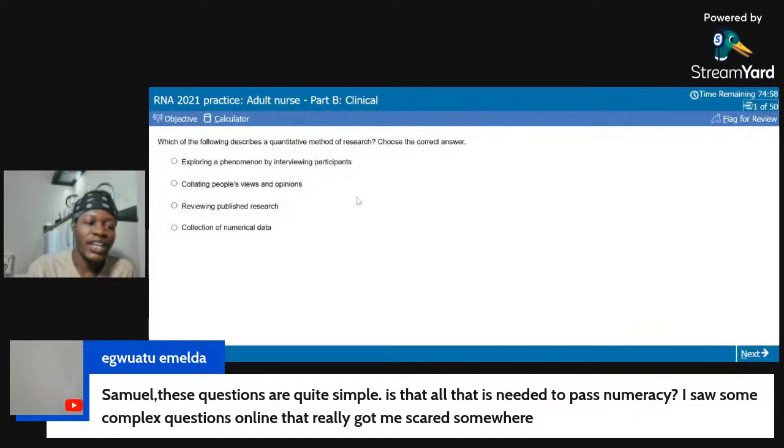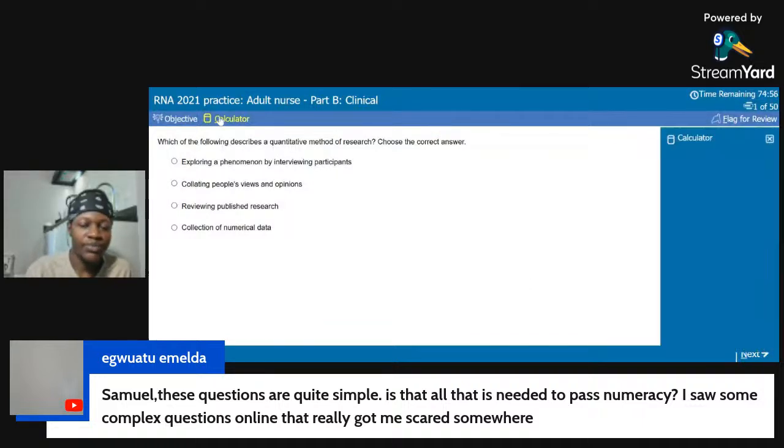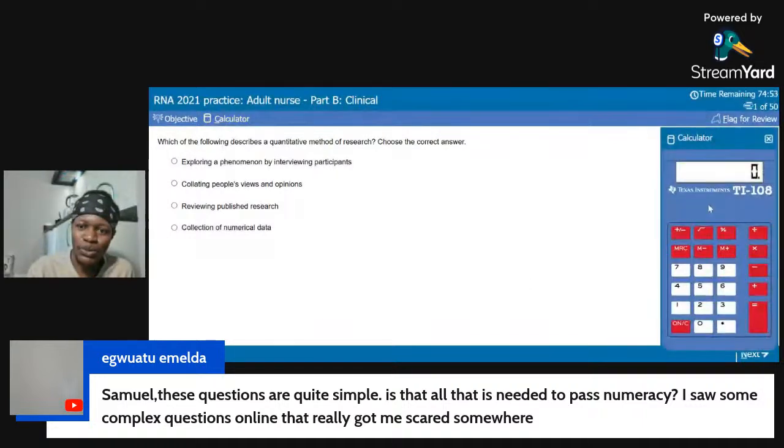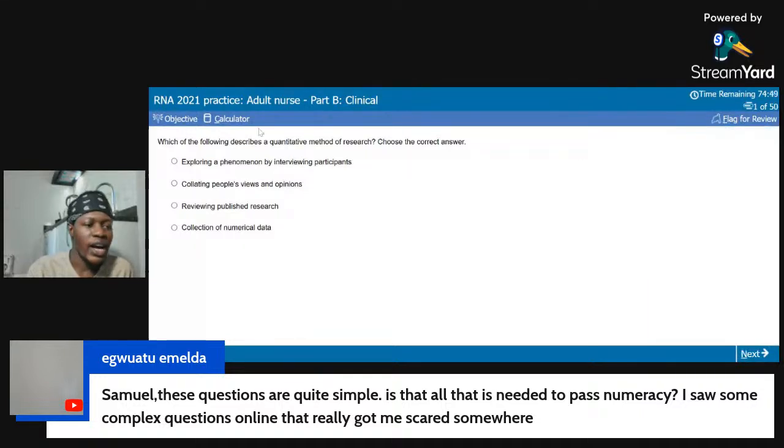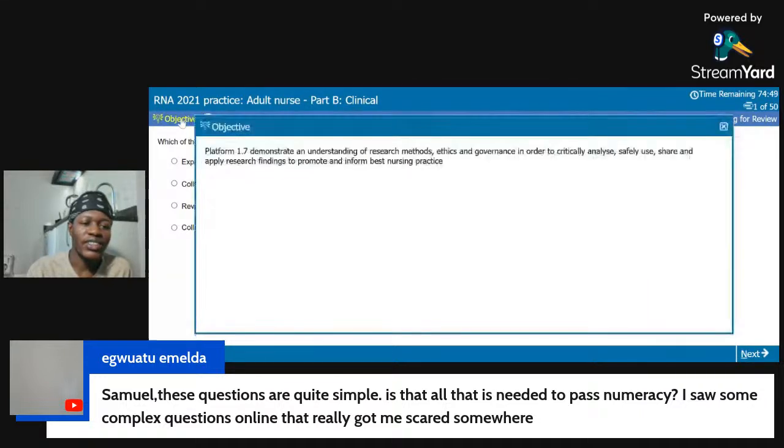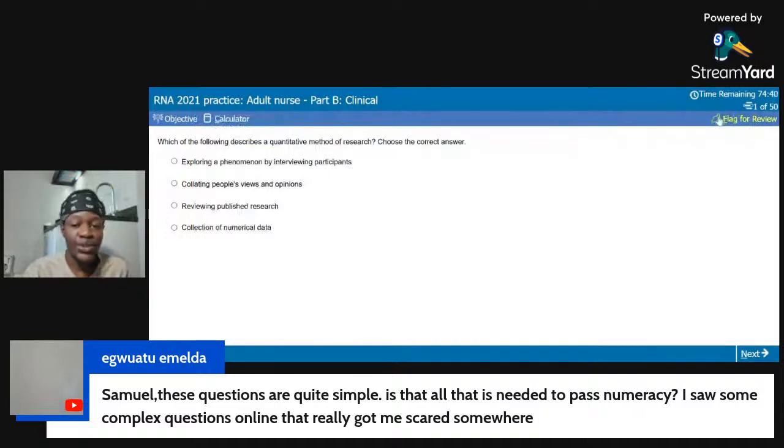Over here we have a calculator, which I don't really think we will need. And then we have an objective. This is a sort of hint to why the question is being asked. Then don't forget to flag for review if you're unsure. Then your time.